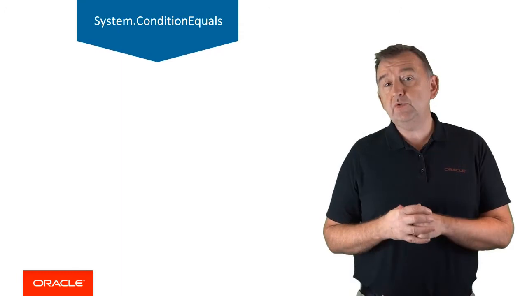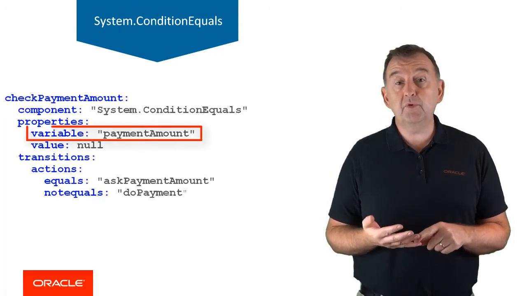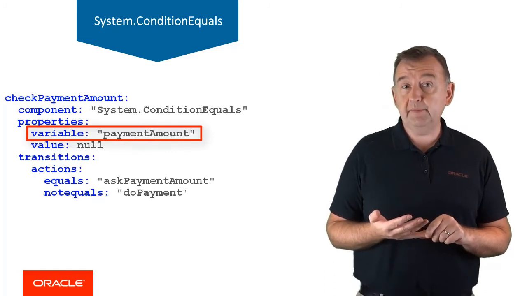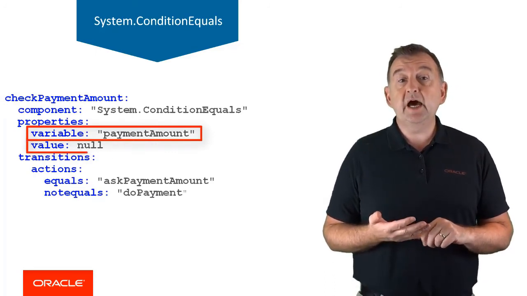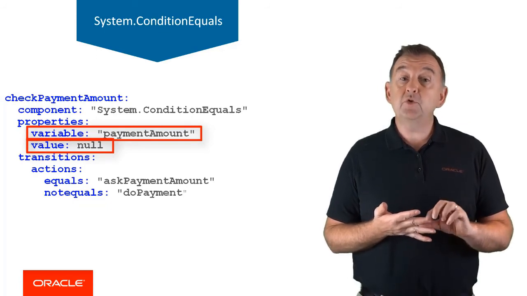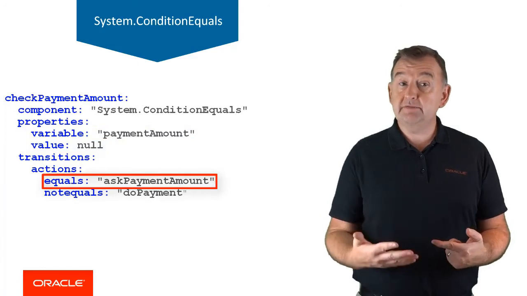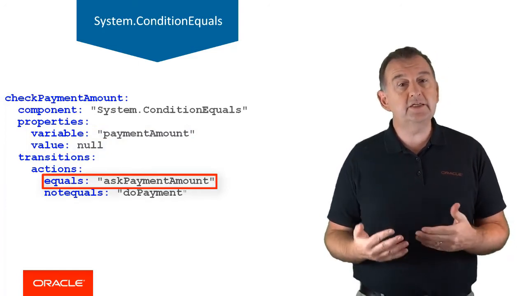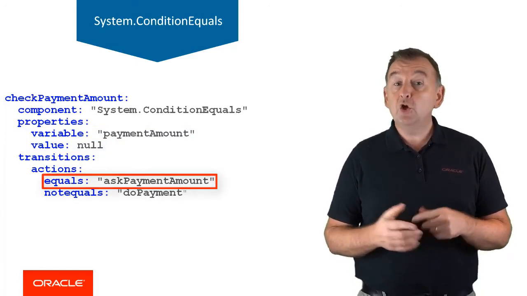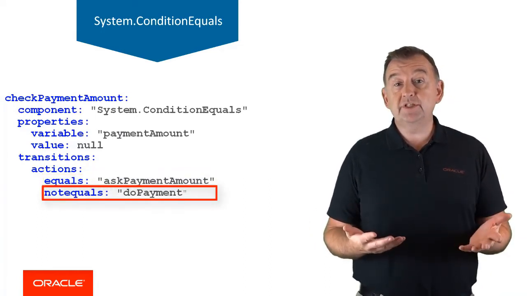The condition equals component is a bit like an if then else condition statement. The variable property is the name of the context variable that will be tested, and the value is the value that's going to be compared to the variable. If those two values are equivalent, then the equals transition action, in this case ask payment amount, will be utilised to navigate to a new state. Conversely, if they're not equal, then the not equals transition action will be utilised.